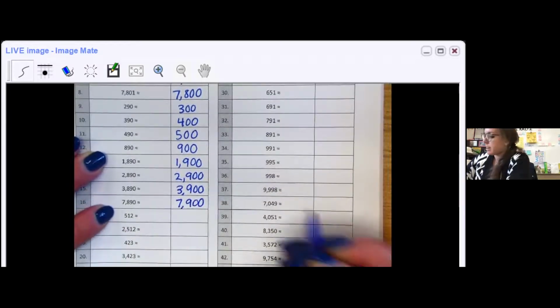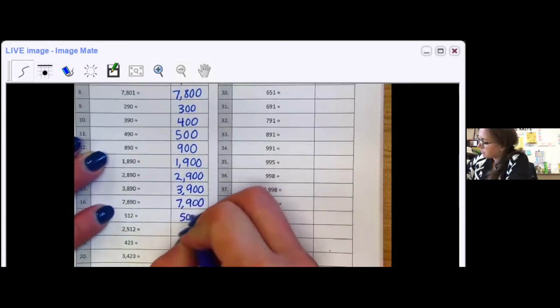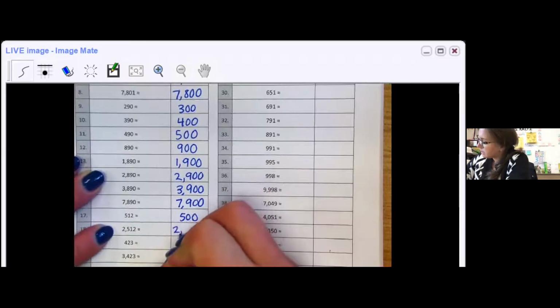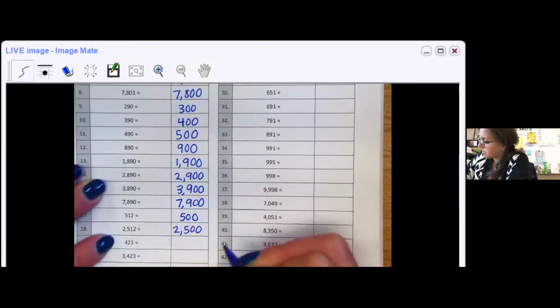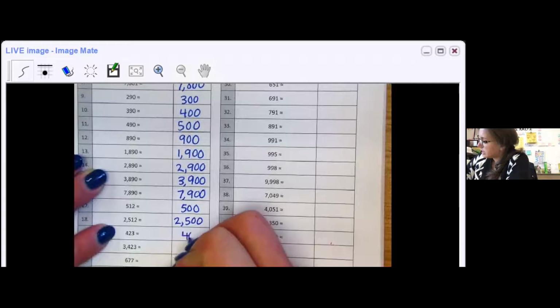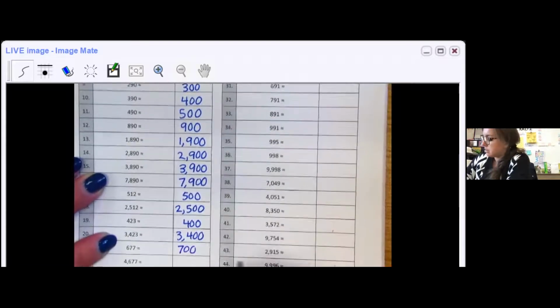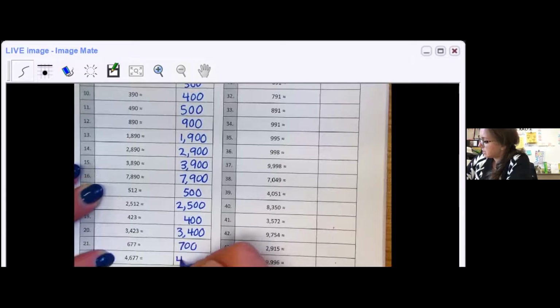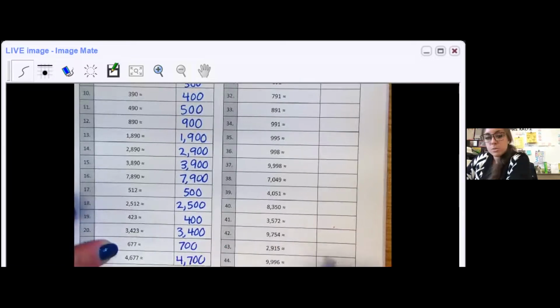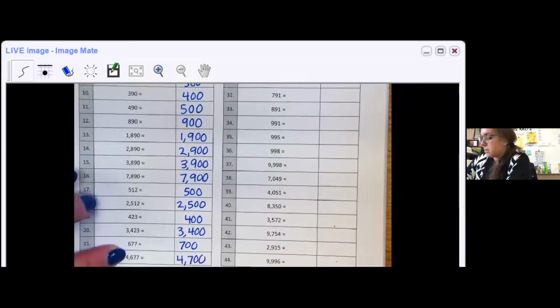Flipping to the next pattern, 500, 2,500, 400, 3,400, 700, 4,700. I'm using these numbers together to help me with my solutions.